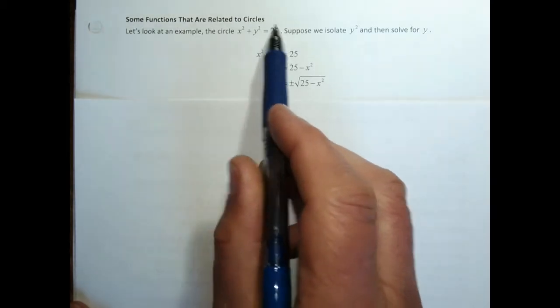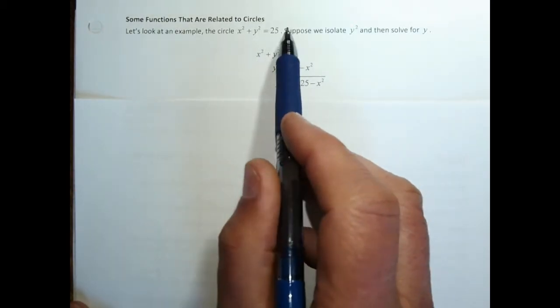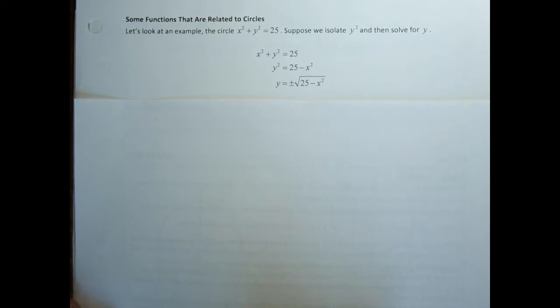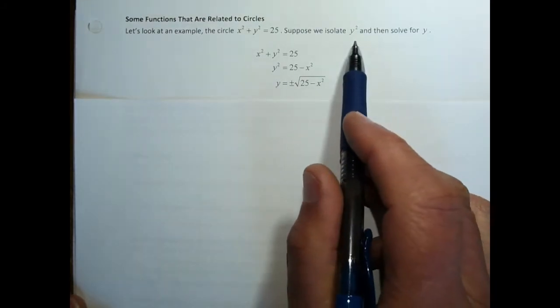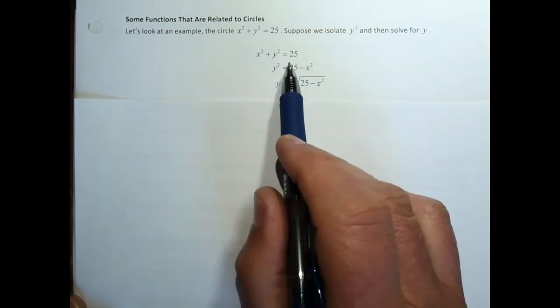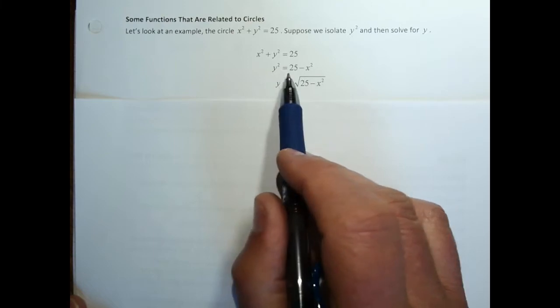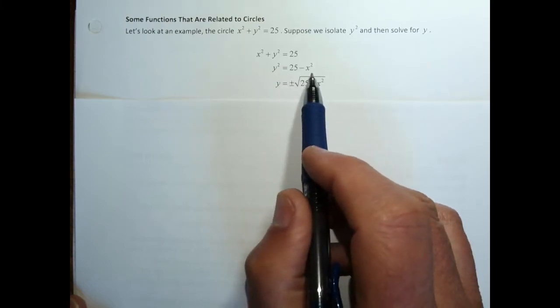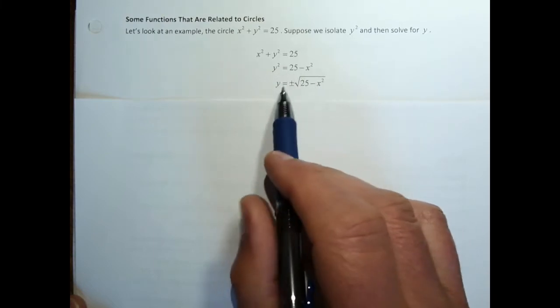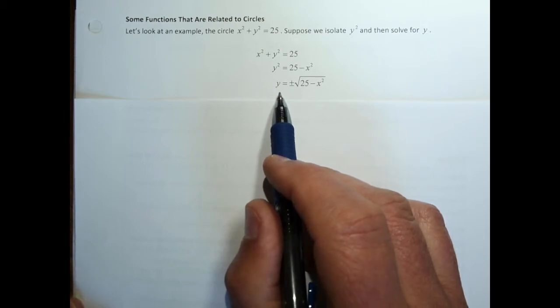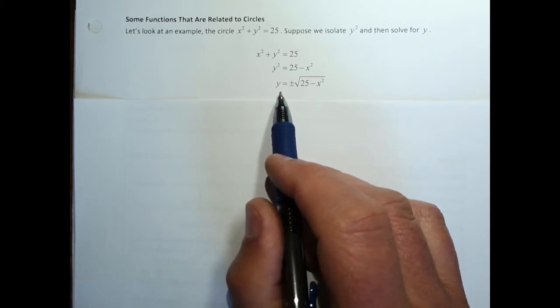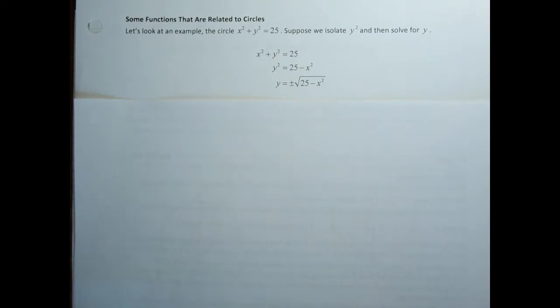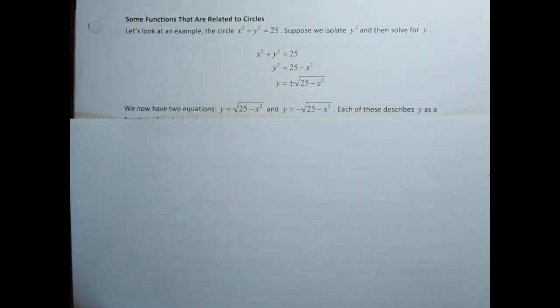X squared plus y squared equals 25. That should look familiar to you right now as a circle centered at the origin of radius 5. Suppose we isolate y squared in that equation, so we write it as y squared equals 25 minus x squared, and then suppose we solve for y by taking square roots. Y will be equal to plus or minus the square root of 25 minus x squared.